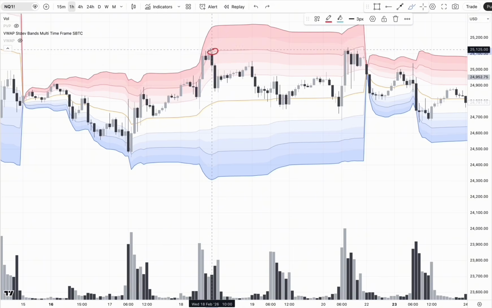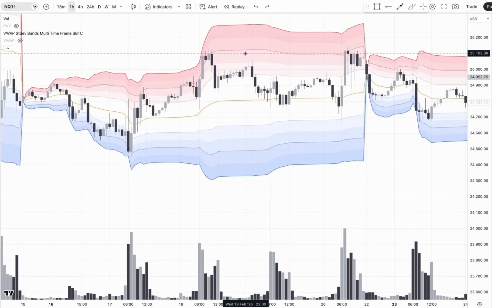So I would be fading personally anything above here. Again, it doesn't necessarily have to be the second line. It could always be the first line or the last line. It's all very, very individual. It's unique to your own strategy. It's unique to my strategy. Everyone has to figure out what works for them.